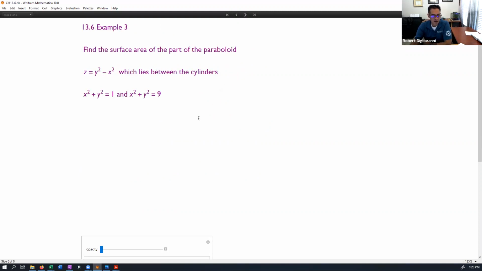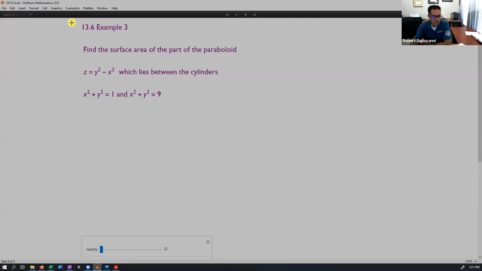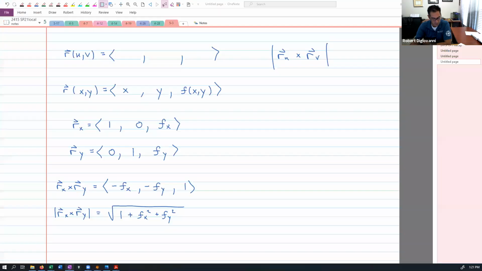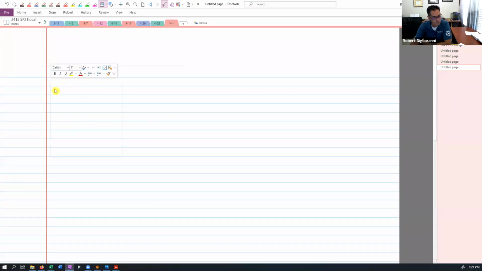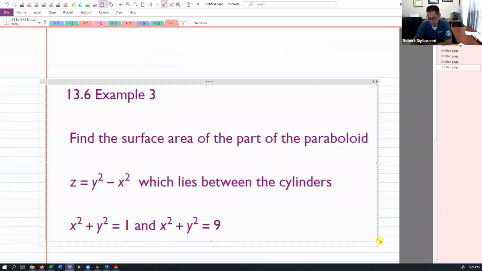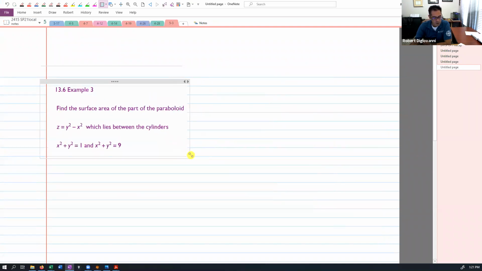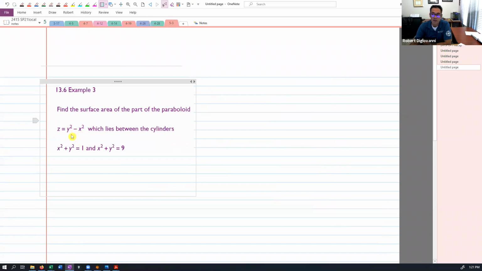Find the surface area of the part of the paraboloid z equals y squared minus x squared which lies between these cylinders. Okay, so let's see if we can figure out what's going on here. All right, so we kind of have to know what a paraboloid looks like, right? This right here, we kind of have to know what that looks like.